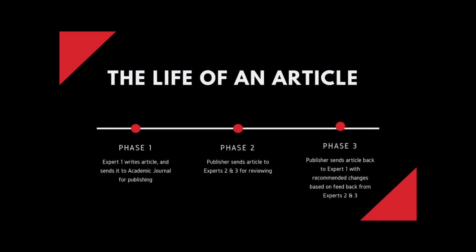In phase 3, if they decide to publish it, they send it back to expert 1, the original author, and they make the recommended changes based on the feedback of the additional experts. After they do that, the article could be reviewed again for final improvements or go right to publishing.